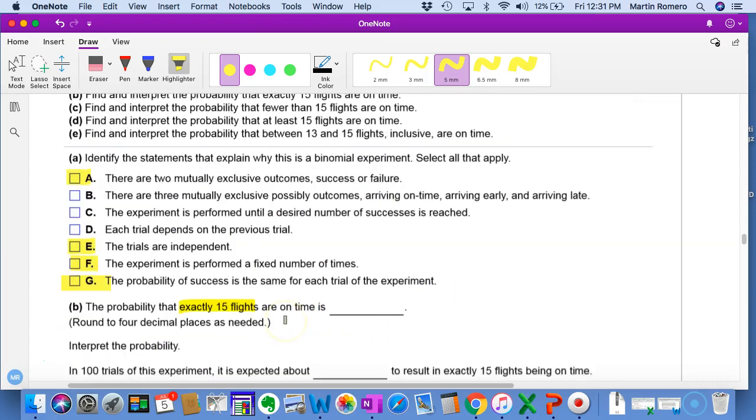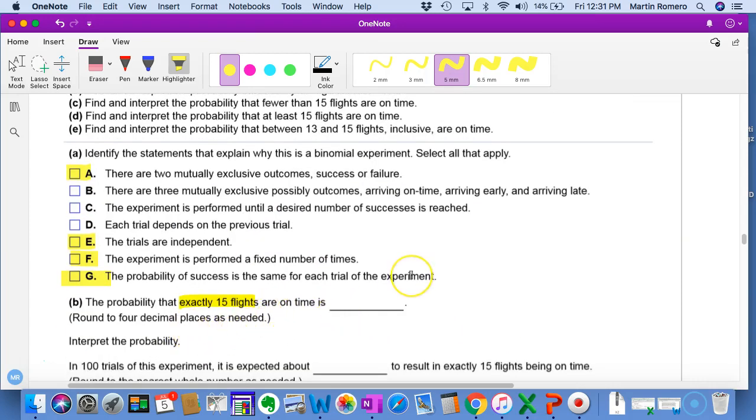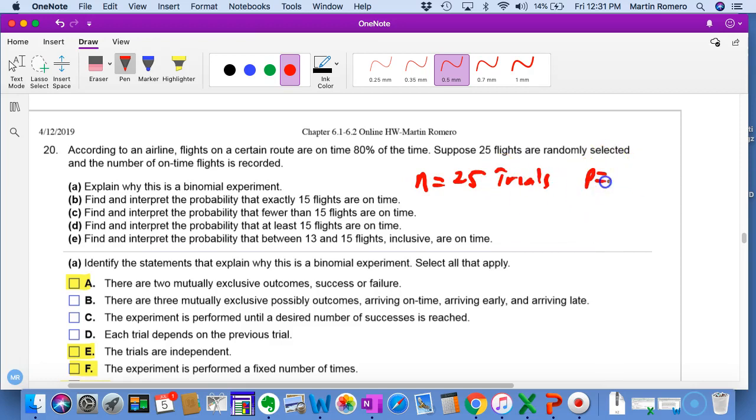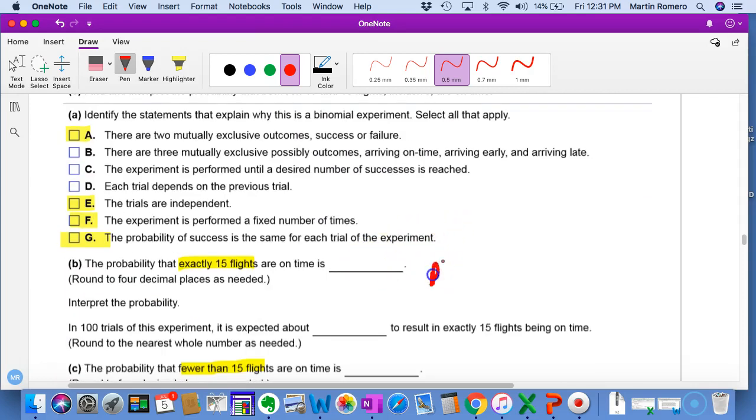So now answering this question, what's the probability that exactly 15 flights are on time? We have some important information that needs to be recorded here. Given how we calculate probabilities for binomial experiments, we'll be conducting this 25 times, so there are 25 trials. Our probability of success is 0.80, meaning 80% it's on time, and we're trying to calculate the probability that x is equal to 15, that 15 of those flights are on time.